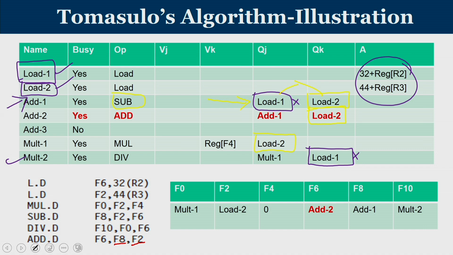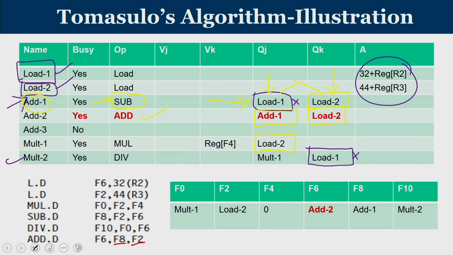The reservation station of this add 1 unit, wherein the subtraction is waiting, is continuously pinging the CDB. The moment a value is produced by load 1, it takes that value. Similarly, the moment a value is produced by load 2, it takes the value. Once it gets both values, it starts executing. Similarly, once it completes, then this is ready and this add also can continue further.